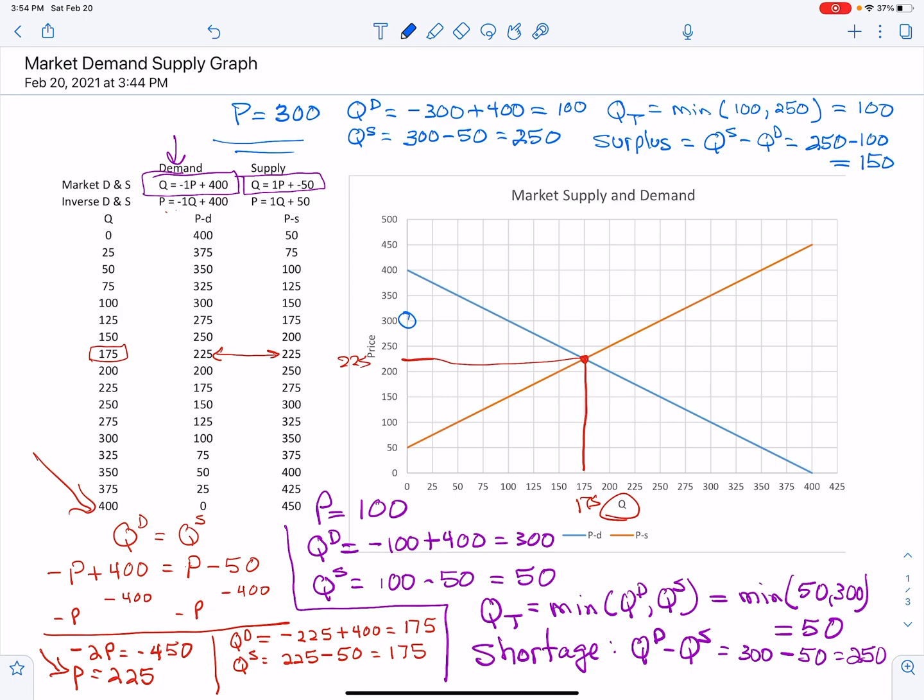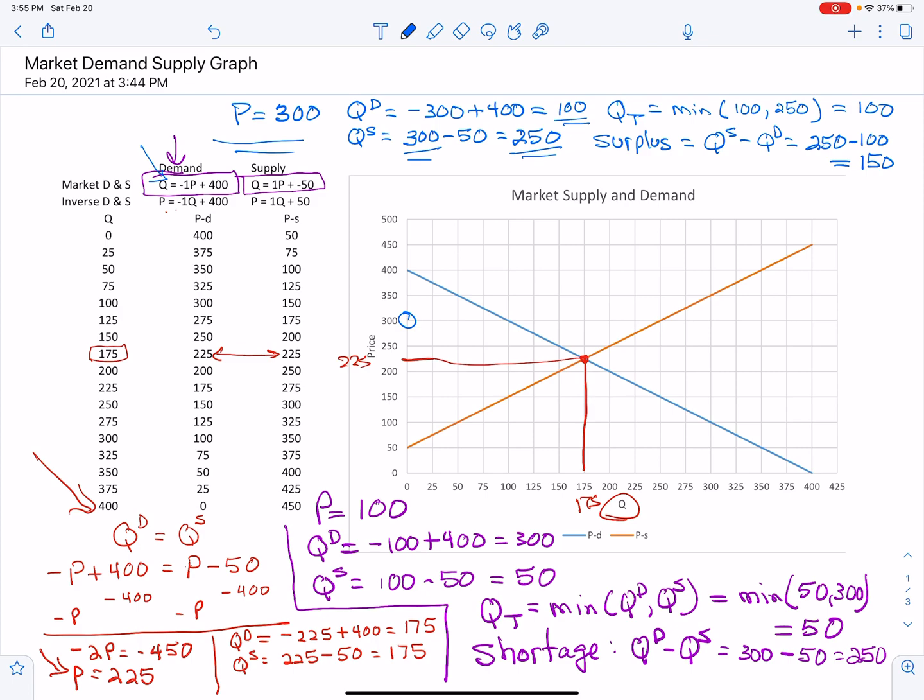So let's figure out what the quantity demanded is when the price is 300. Well, we can plug 300 into this demand curve and solve, and we see that that's 100. And we can see that when we plug price equals 300 into the supply curve, the quantity supplied is 350.